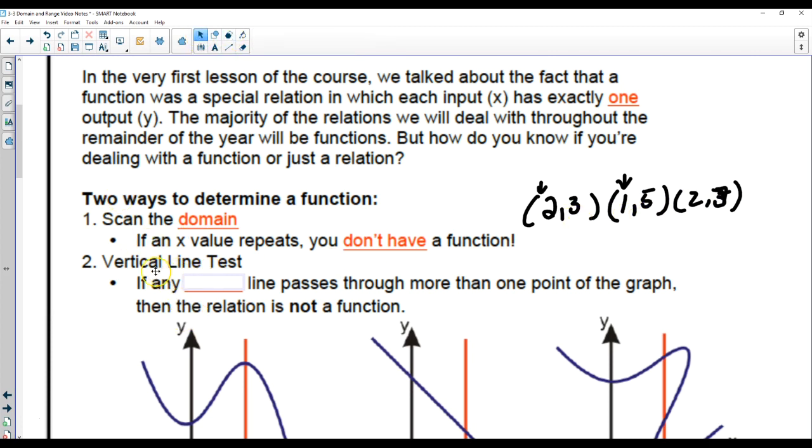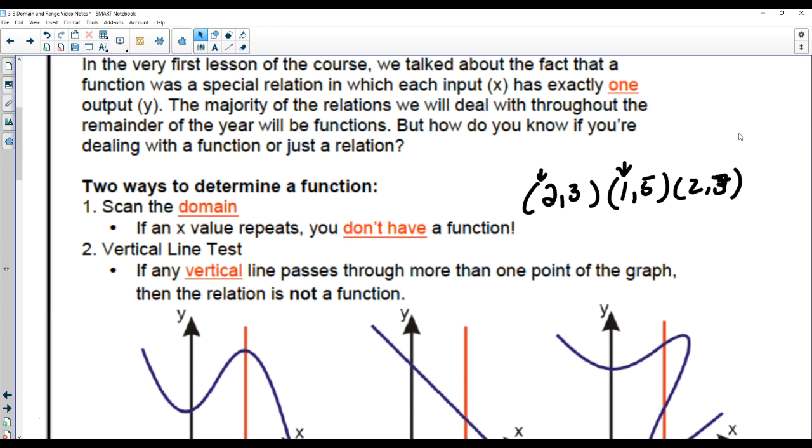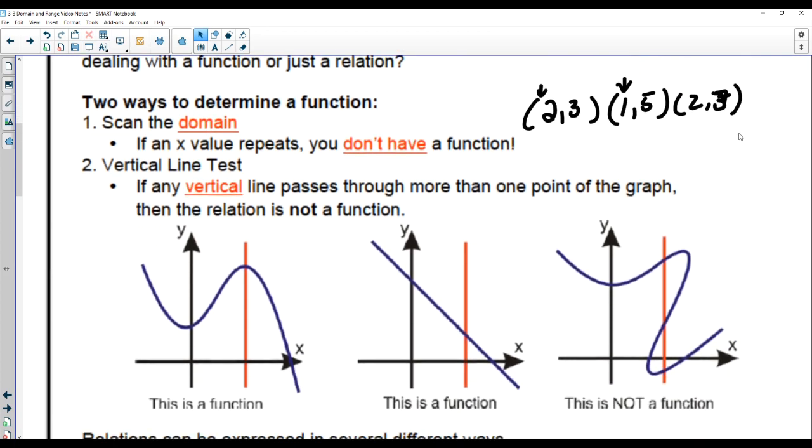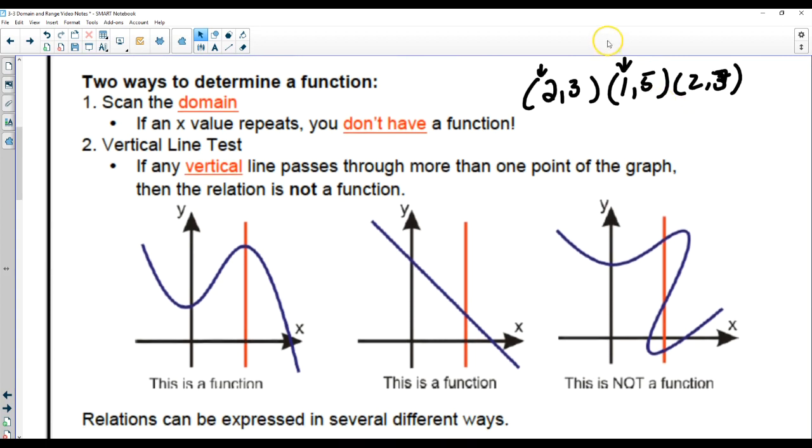Another way that you can determine whether a function is with the vertical line test. If any vertical line, meaning up and down line, passes through more than one point of the graph, then the relation is not a function. So if I draw a million little vertical lines all through here, nowhere does it cross in more than one spot. It always hits at one spot on that graph. So that means this is a function.